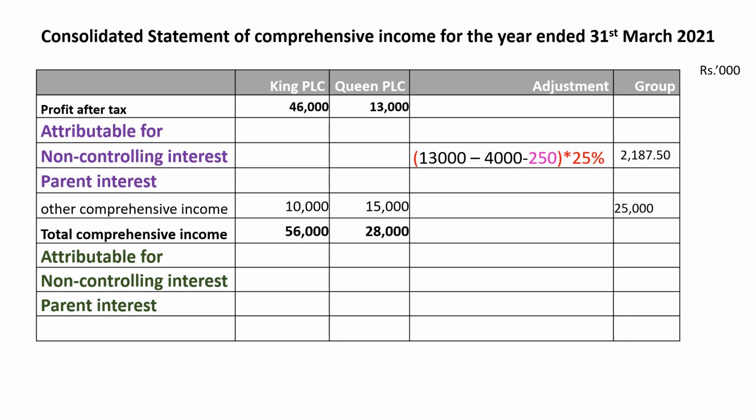Now the next step is, from the total comprehensive income, we have to calculate which is attributable to non-controlling interest. For that, we are going to take the total comprehensive income of Queen. From that, we are going to remove all the unrealized profit. So from the remaining balance, we are going to take 25%. So the total comprehensive income which is attributable to non-controlling interest is 5,937 rupees and 50 cents.